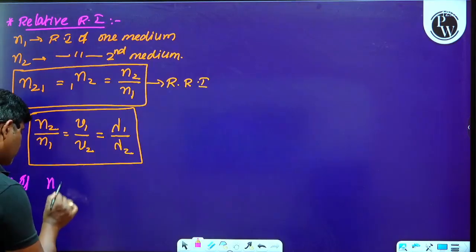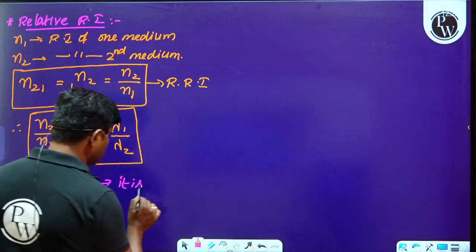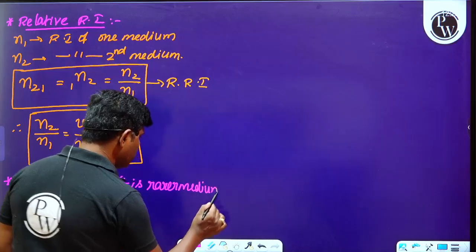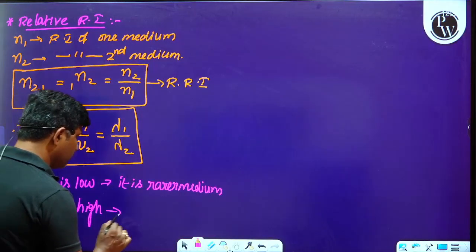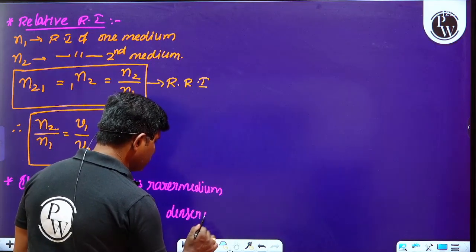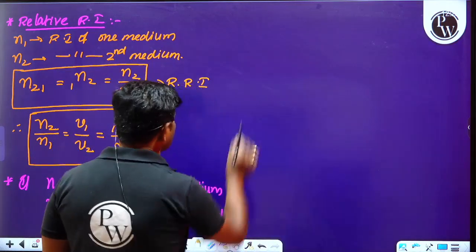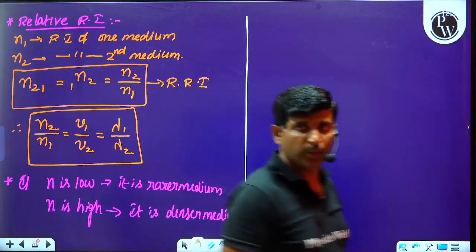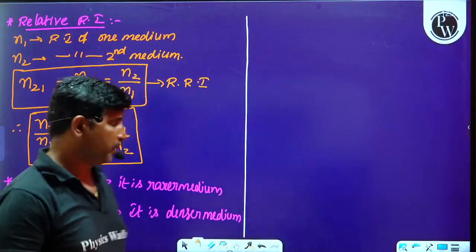If the refractive index is low, then it is said to be a rarer medium. And if the refractive index is high, then it is said to be a denser medium. Okay. So please make sure about these things clearly. If the refractive index is less, then the medium is said to be a rarer medium. If the refractive index is high, then it is said to be a denser medium.